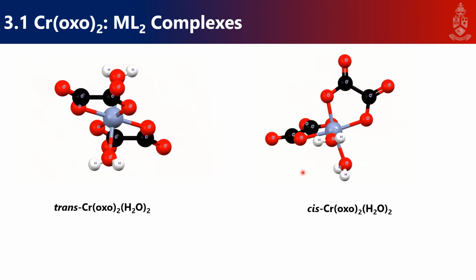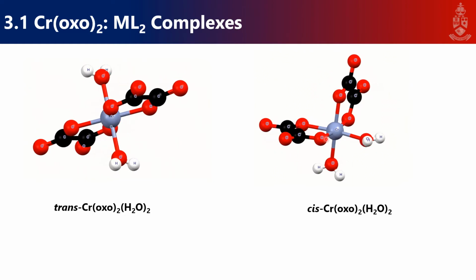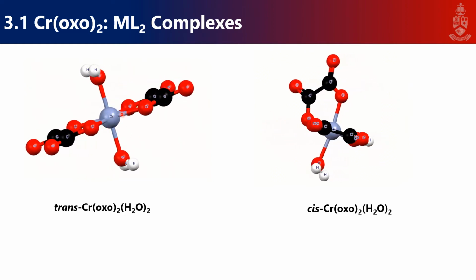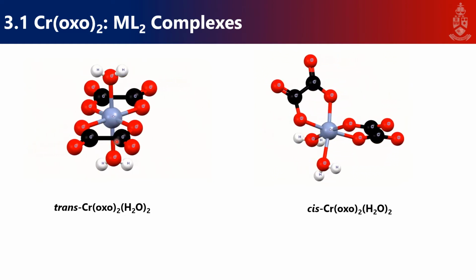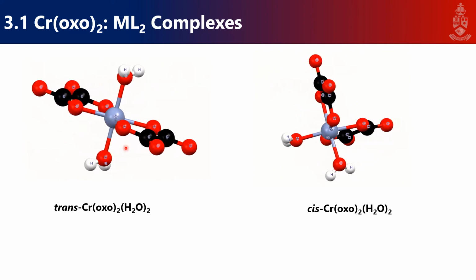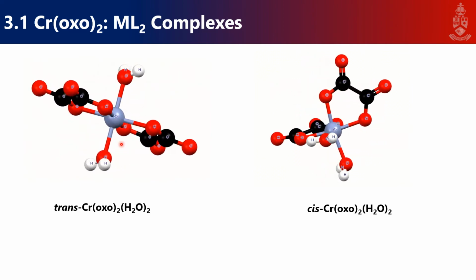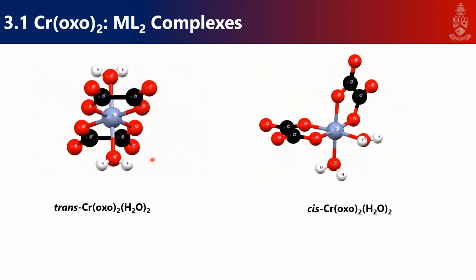Right, so cis and trans. This is octahedral complexes. You can see there's 6 bonds to the chromium. All of these ligands are in the inner metal sphere, so it's part of the octahedral. So that's why it's an octahedral complex.